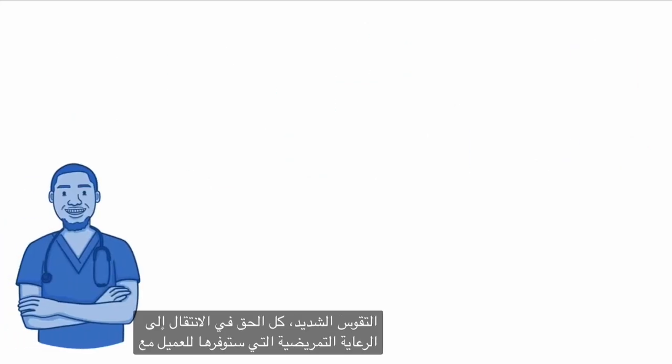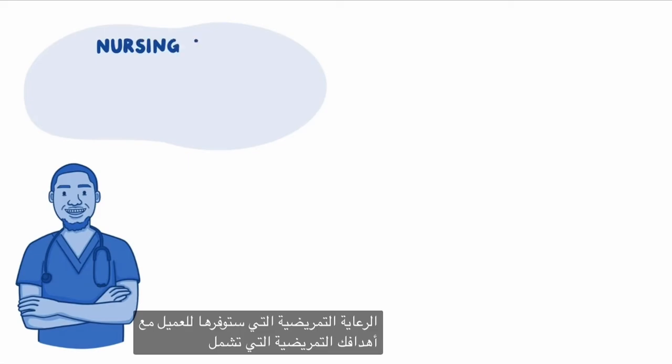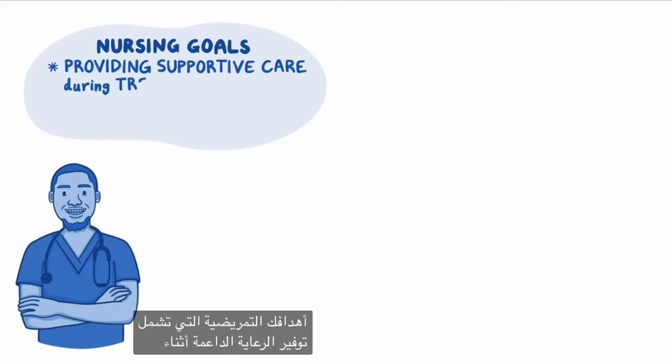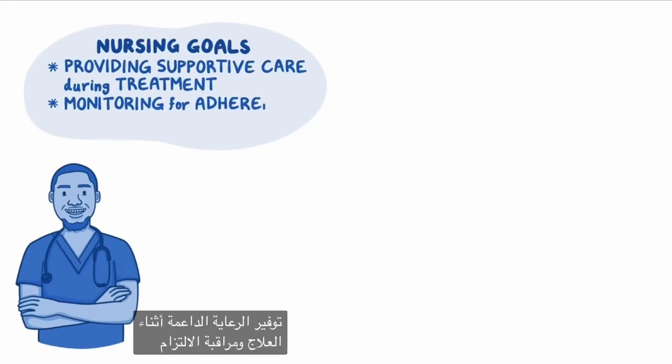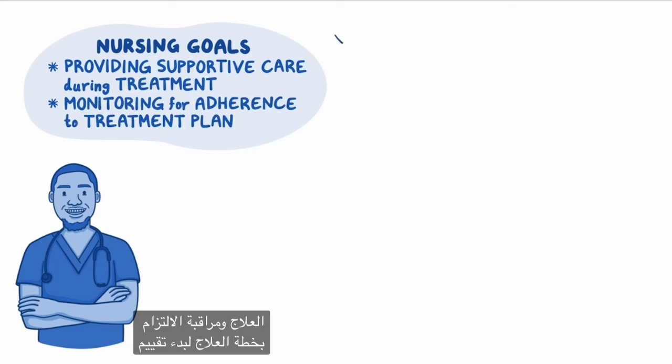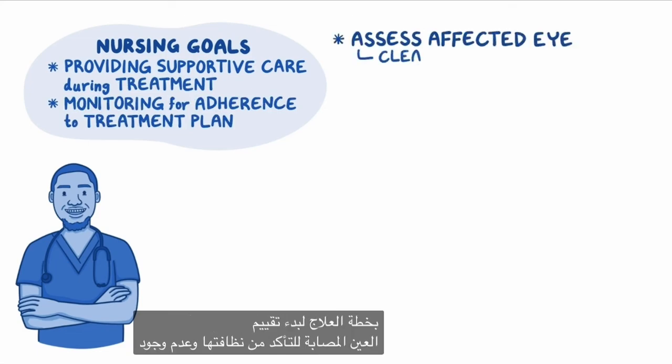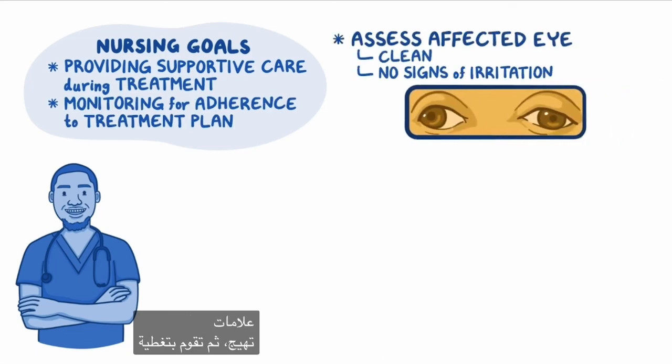All right, moving on to the nursing care you'll provide for a client with amblyopia. Your nursing goals include providing supportive care during treatment and monitoring for adherence to the treatment plan. To begin, assess the affected eye to ensure it's clean and there are no signs of irritation.